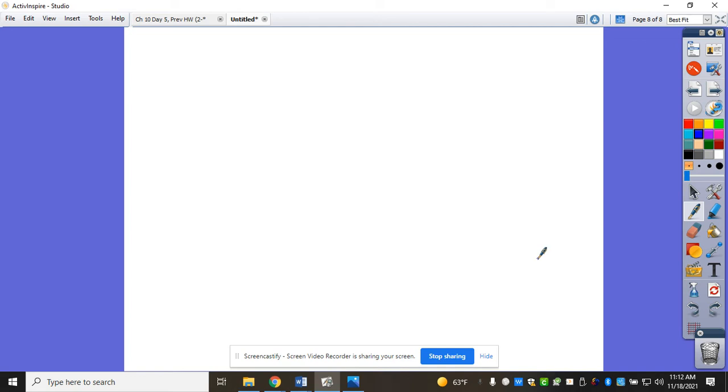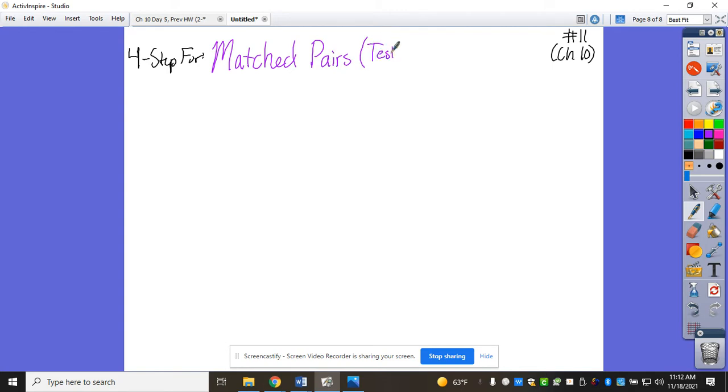All right, so I'm writing this one to be number 11, and we're in chapter 10. And I'm just going to write this as matched pairs test/interval. Since it's technically like one we've done before, I don't see the reason in doing two separate ones.